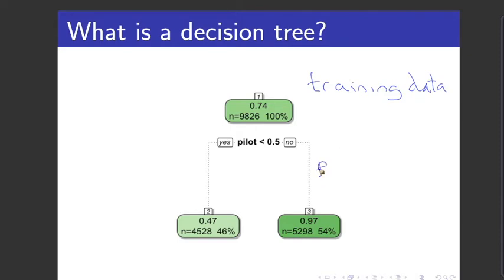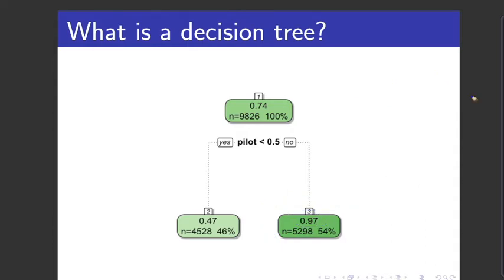So if the word pilot is there in this simple tree, an observation will end up in this leaf over here. And what will we do now? We need to make a prediction about it based on the training data. We can predict a 0 or 1. We can predict pilot error or not error. And if we did that in this case, we would predict pilot error because 97% of the examples in the training data in this leaf are indeed pilot error. So that would be the best thing to predict. Or we can predict probabilities. We think there's a 97% probability that this particular accident was due to pilot error.